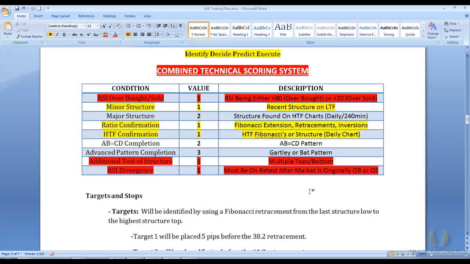So CTS, Combined Technical Scoring System, basically it's a combination. It's the last installment to everything that you guys learned so far. So trend continuation traders, counter trend traders, ABCD pattern traders, double tops, double bottoms, 2618s, that all can be used in combination with this combined technical score to make sure you find yourself in the highest probability trading opportunities.